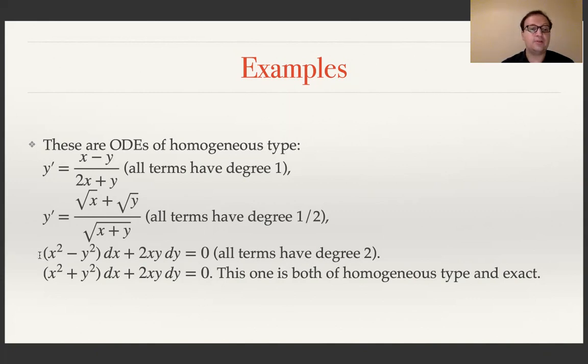And here are two equations written in differential form. x squared minus y squared times dx plus 2xy times dy is equal to 0. Clearly, all the terms have degree 2. And x squared plus y squared times dx plus 2xy times dy is equal to 0. This equation is both of homogeneous type and exact, unlike the previous one, which was just homogeneous, but it was not exact. So all these types can have overlap. An equation which is homogeneous can be separable or linear or exact, or why not even of Bernoulli type as well.